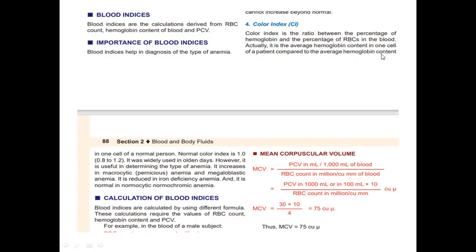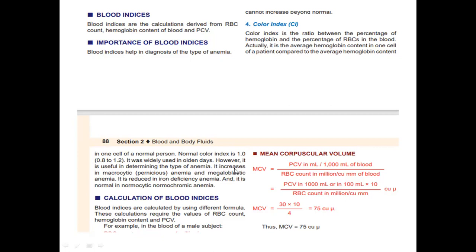And it has a normal value. The normal color index is 1, but it ranges between 0.8 to 1.2. You need to remember this for examination purposes, and also you're going to be given, as I said before, the blood result of a patient. Once you see the color index, if it's not within this normal range, that will help you, number one, to determine what kind of anemia it is, whether it is a hypochromic anemia or a normochromic anemia. It will tell you if it is an iron deficiency anemia or a megaloblastic or pernicious anemia.